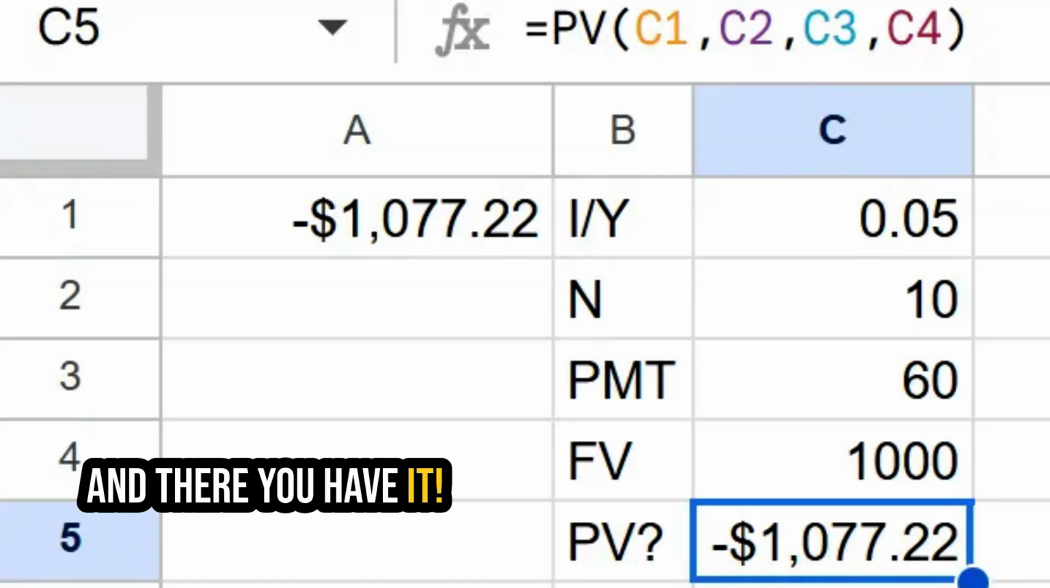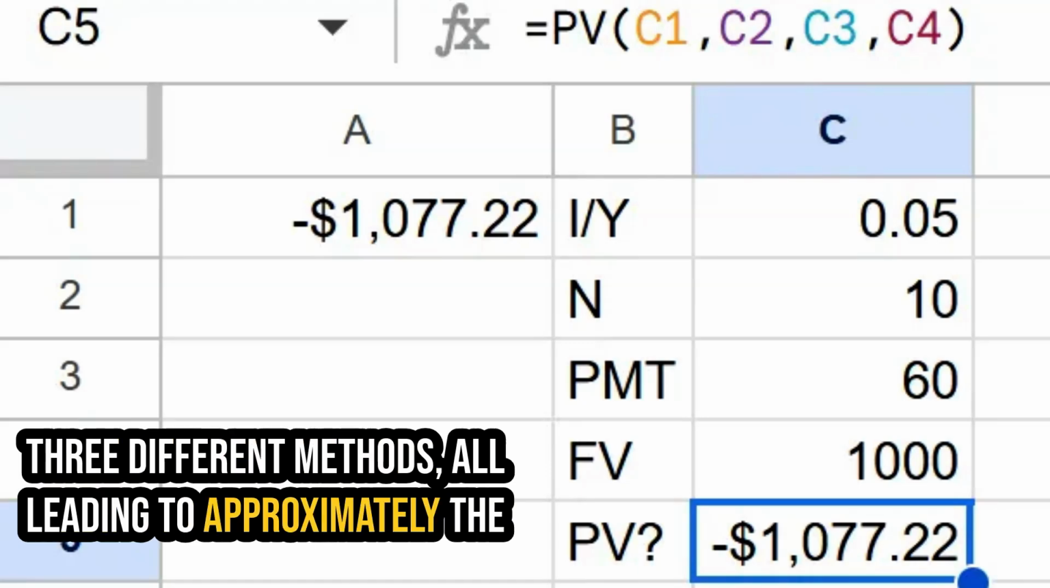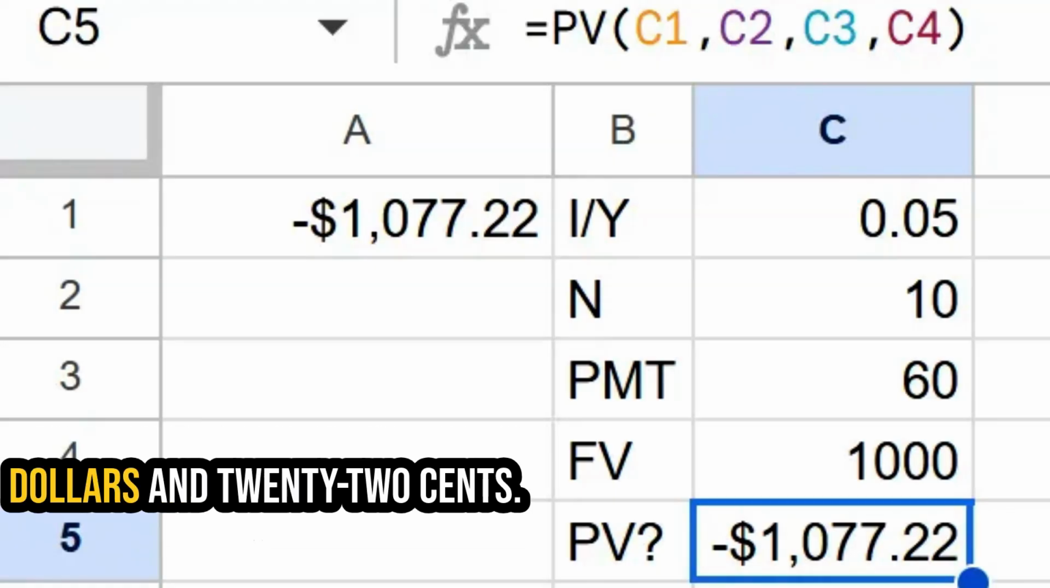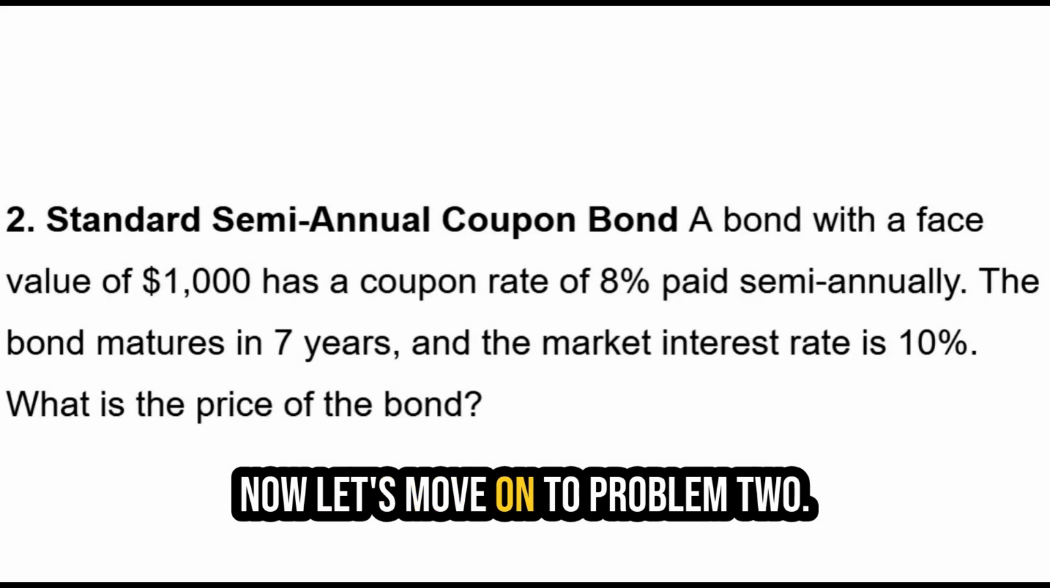And there you have it. 3 different methods, all leading to approximately the same price for the bond, about $1,077.22. Now let's move on to problem 2.